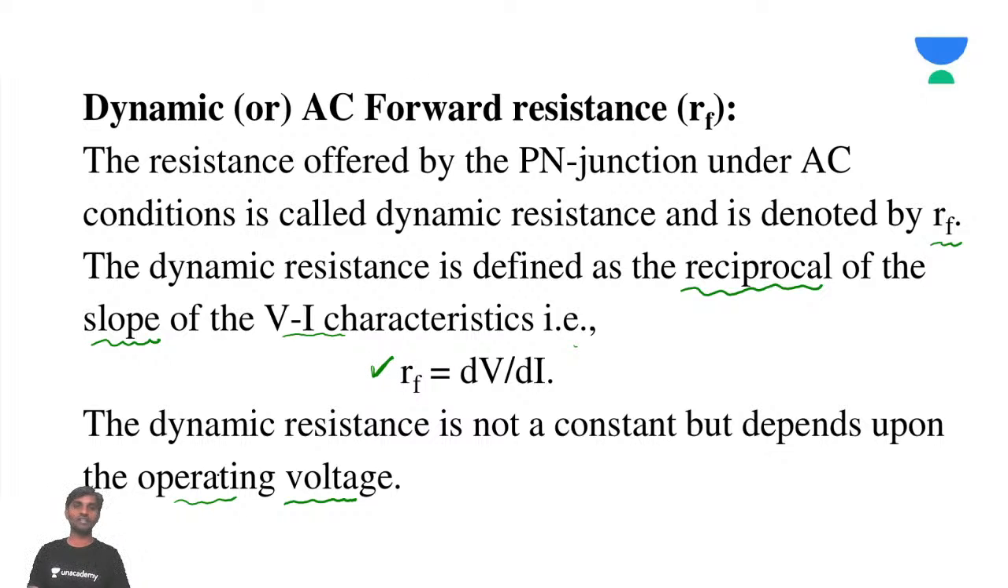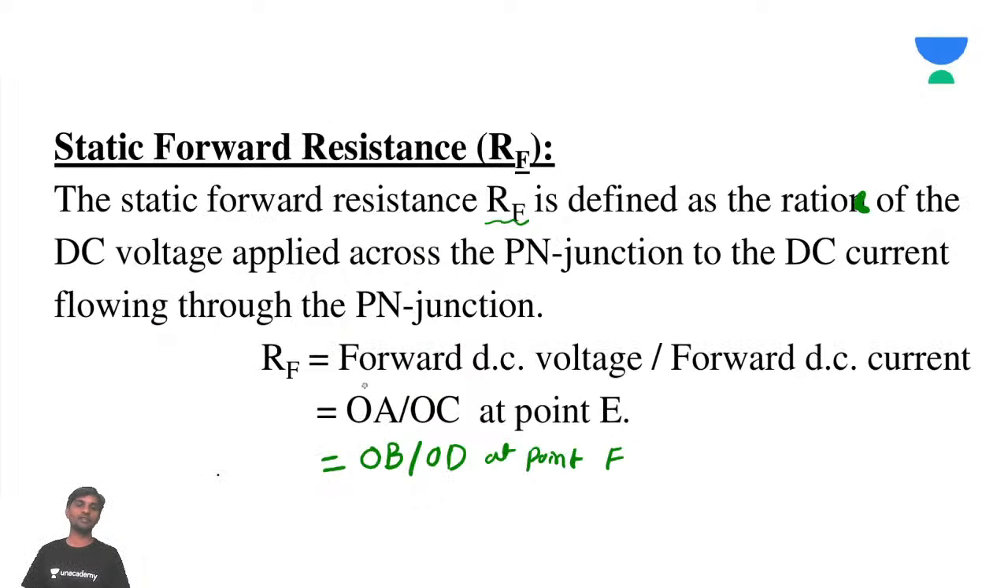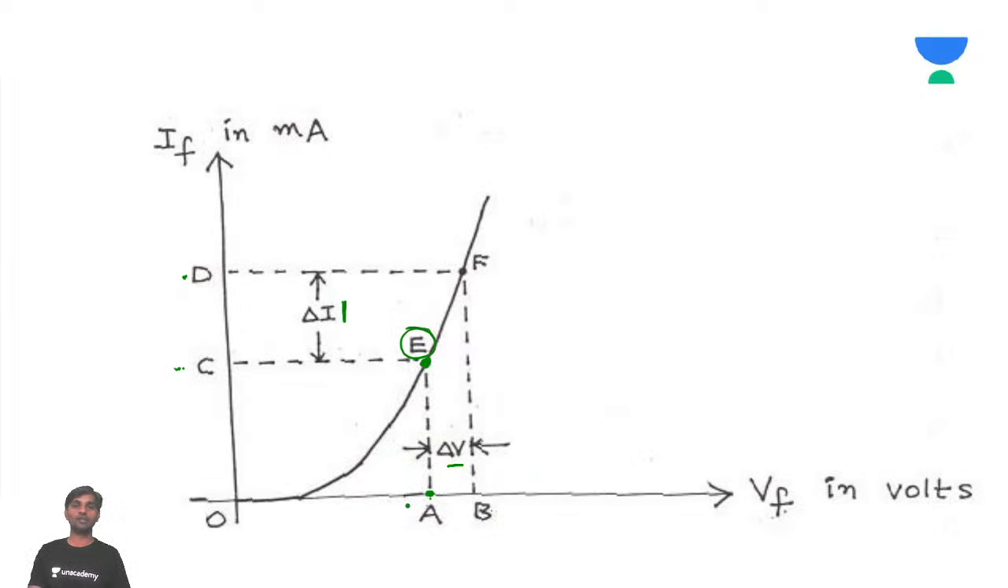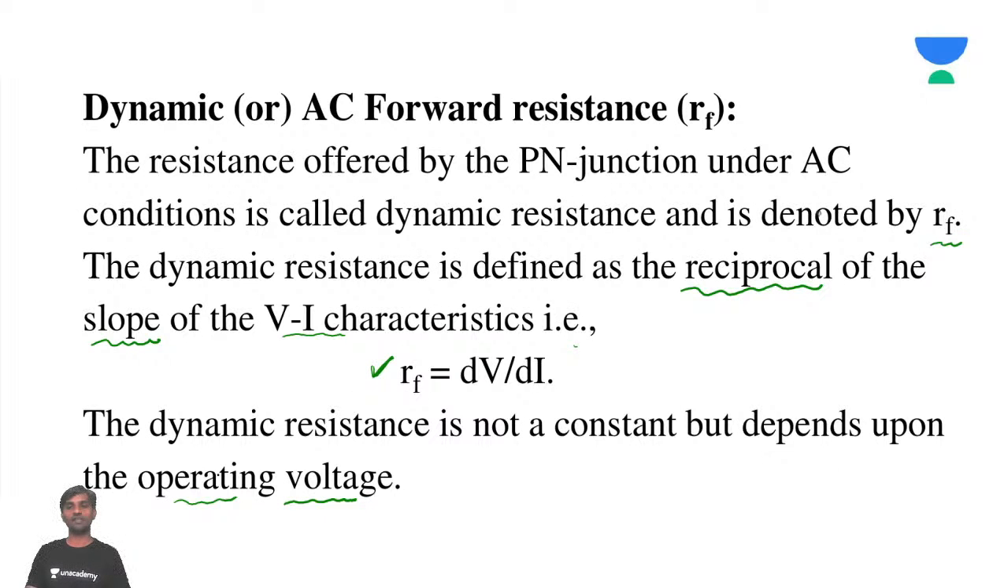Whereas static resistance, what is static resistance? Static resistance is simply forward DC voltage by forward DC current. You can take it at any point. But here it is AC current, applied for AC conditions. For an AC input applied, we get dynamic forward resistance, or simply we can call it AC forward resistance, nothing but dynamic forward resistance.